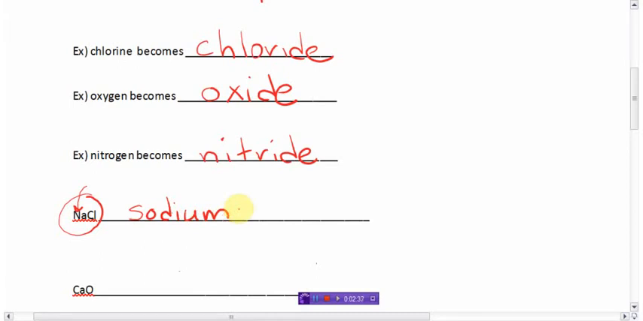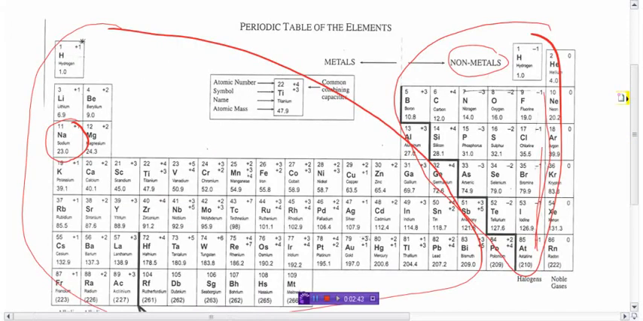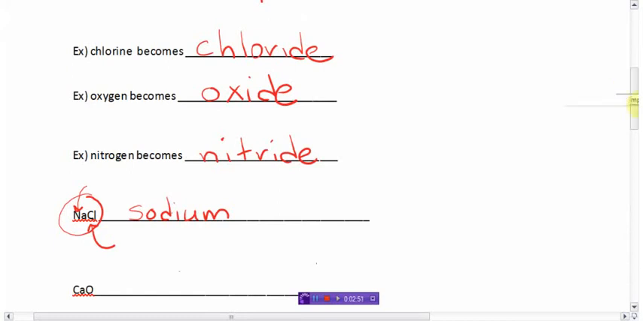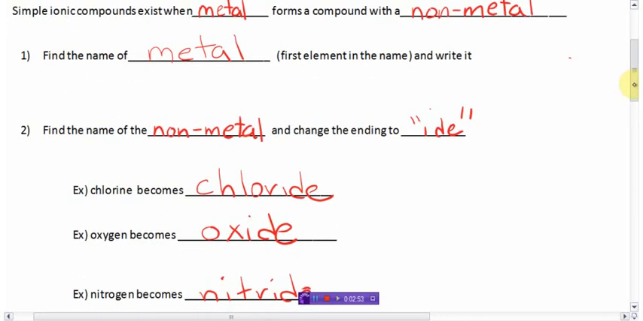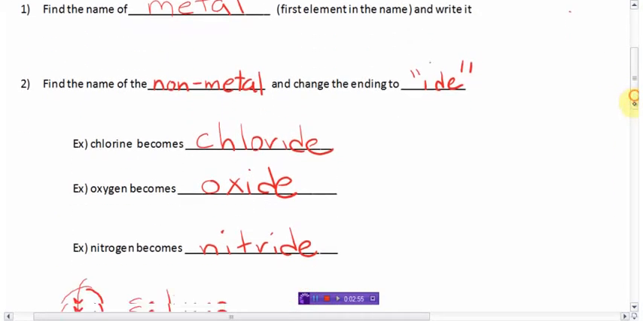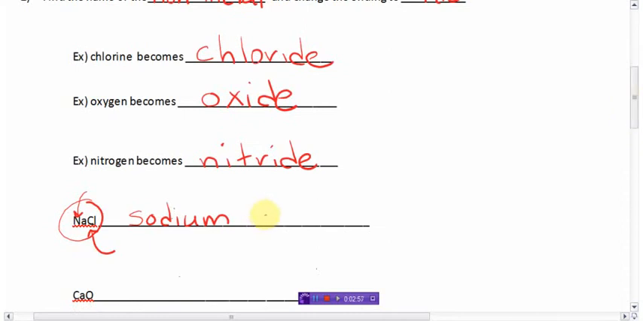Next, we look at the second element, Cl. Go to the periodic table, look for Cl. We know it's a nonmetal, so it's on the right-hand side. Cl is chlorine. So we change the ending, second step, to IDE. Sodium chloride is the proper name of this ionic compound, NaCl.